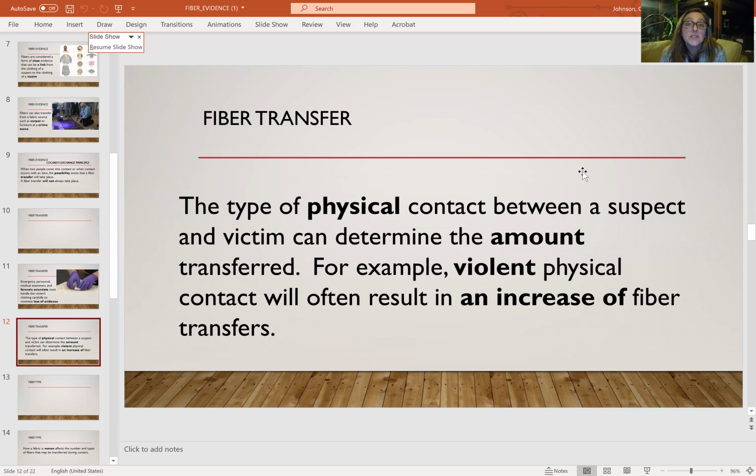The type of physical contact between a suspect and a victim can determine the amount that's transferred. This kind of seems like common sense. If there was a violent physical struggle, there's a really good chance that a lot of fibers would be transferred. However, if it was just kind of a casual passing, or if it was a shooting, there might not have been enough physical contact for fibers to transfer from the perpetrator to the victim. However, if they fell onto a carpet or a piece of furniture, there could be a transfer of fiber either from the victim's clothing onto the furniture or the floor, or vice versa.